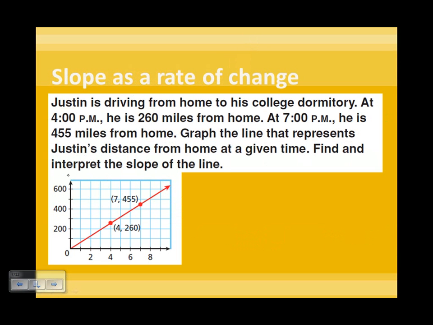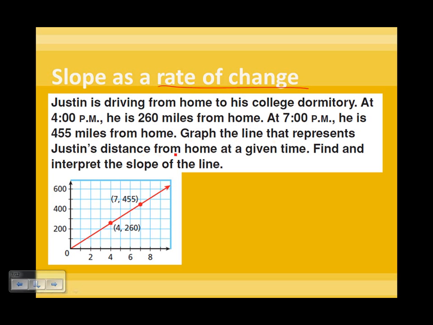Okay, slope can also be thought of not just as steepness, but also as a rate of change. Now remember, rates have different units. It's a ratio, but when the units are different for the ratio, that makes it a rate. So if we look at this problem here, Justin is driving from home to his college dormitory. At 4 p.m., he is 260 miles from home, and at 7 p.m. he is 455 miles from home.